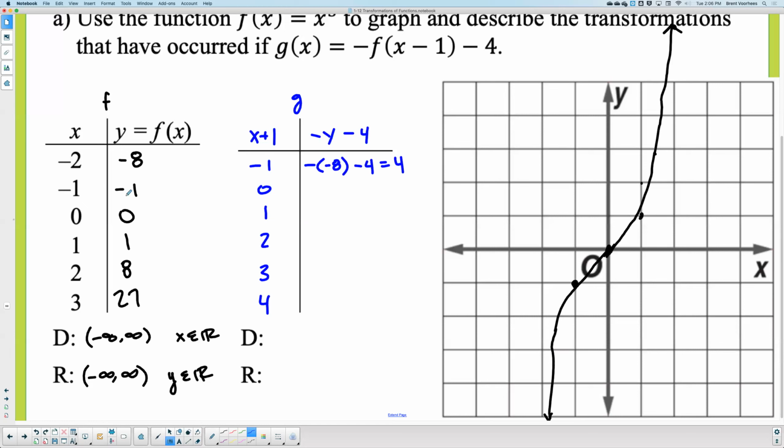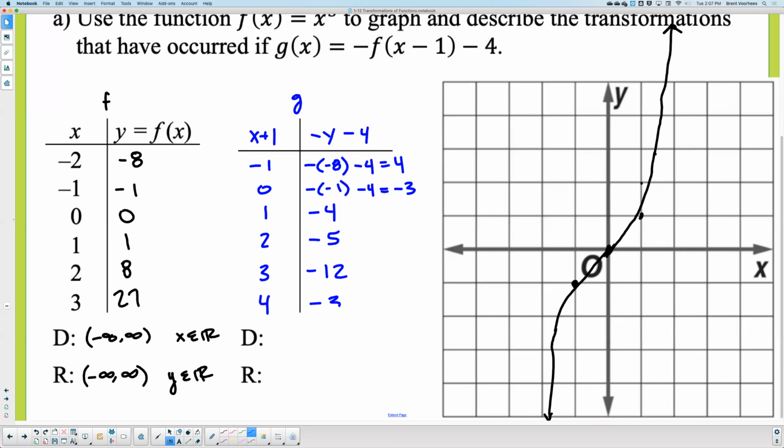So now we'll do it again. Take this -1. What's a negative of a -1? 1. Subtract 4 more. Negative 3. -3 is what it's going to be. Okay, 0. What's the negative of 0? Still 0. Subtract 4. Here, I take my 1. What's the negative of 1? Subtract 4 more. Okay, 8. Take -8. Subtract 4 more. I'm getting -12. And then 27.